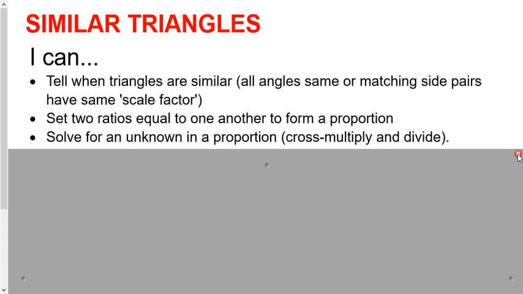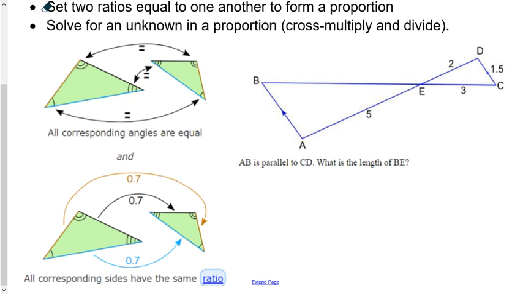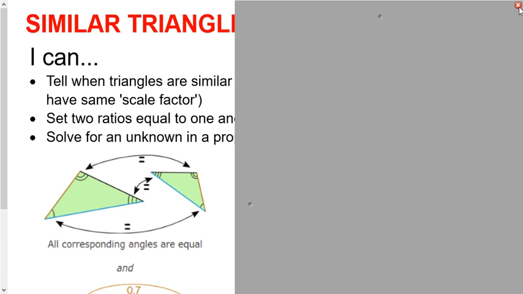On the left here, you're going to see our two examples of when we know we've got similar triangles. The top one, we have all angles being equal to one another, so the matching angles are equal. And the one on the bottom, we have a scale factor. They say the same ratio, but scale factor means the same thing. So we've got a scale factor of 0.7. To go from one triangle to the other, we have to multiply each of the sides by 0.7. And they all have that same scale factor, meaning it's a similar triangle.